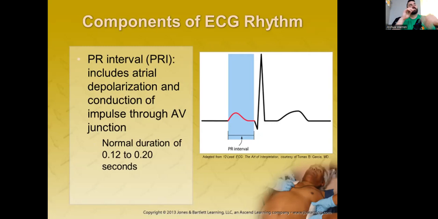Let's do that again. The PR interval is the P wave length all the way to the beginning of the QRS complex. It is evaluating the length of time it takes for the electrical impulse to travel from the atria to the ventricles. Normal PR interval is 3 blocks to 5 blocks, or 0.12 to 0.20. Who's lost? 3 to 5 blocks.